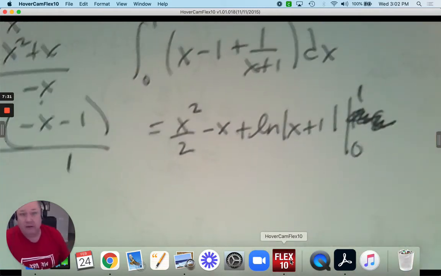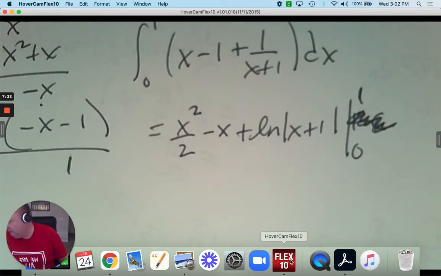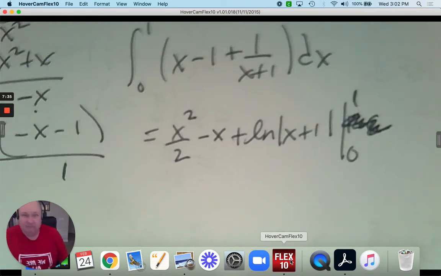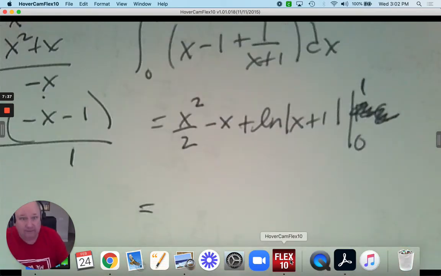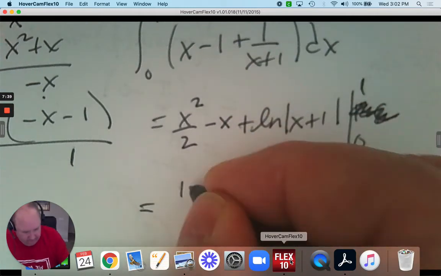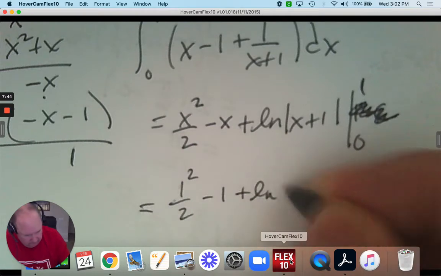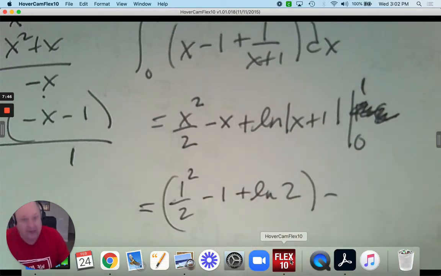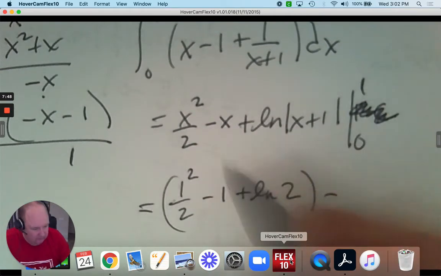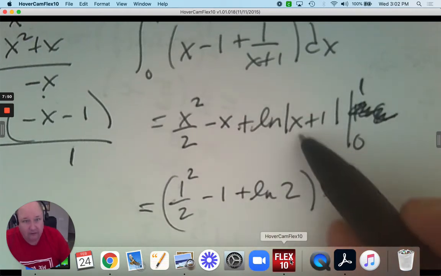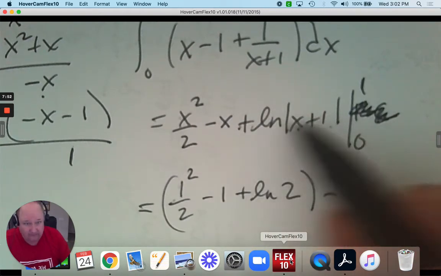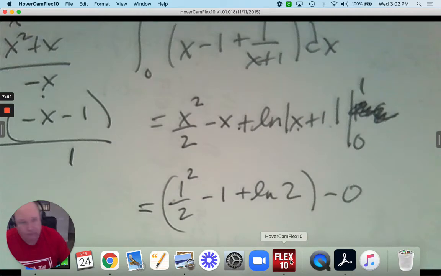So I'm integrating from 0 to 1. So I still need to do a substitution at the end. So first I plug in 1. Subtract, then I plug in 0. That's 0, that's 0. 0 plus 1 is 1. Ln 1 is 0, so that whole thing is 0.